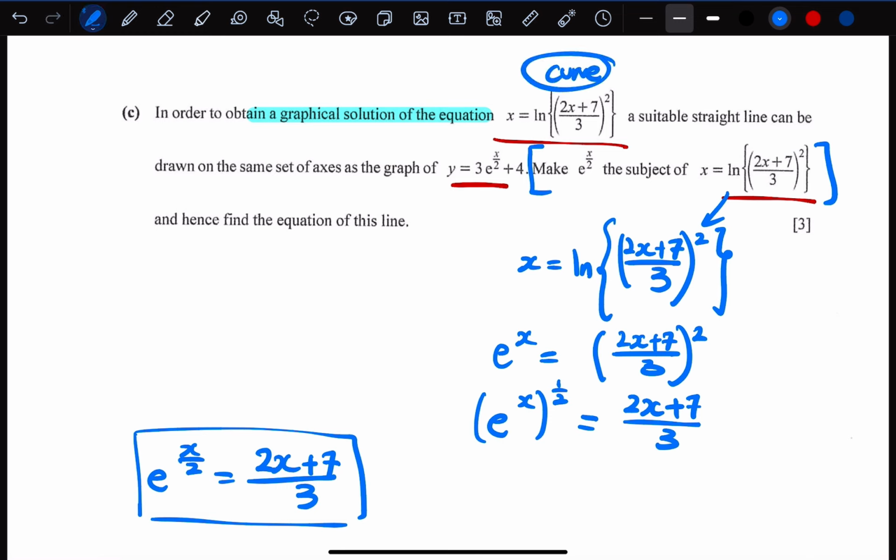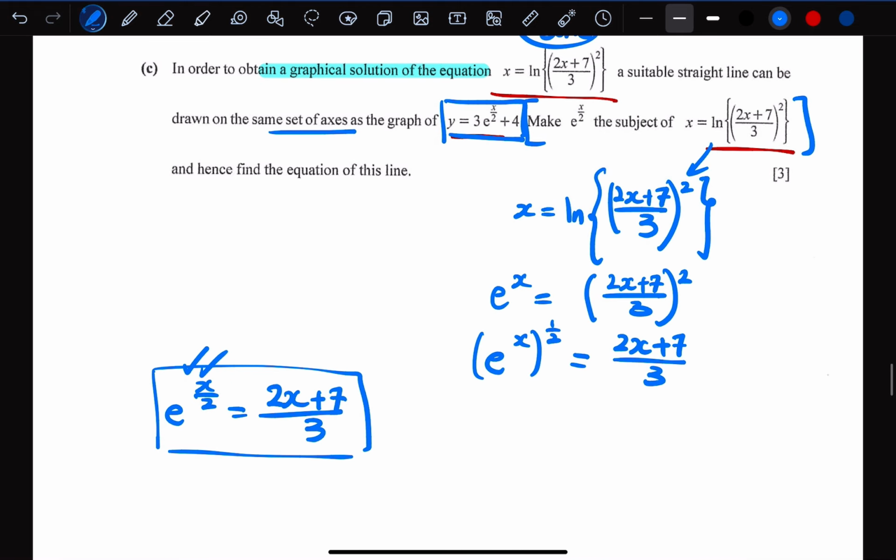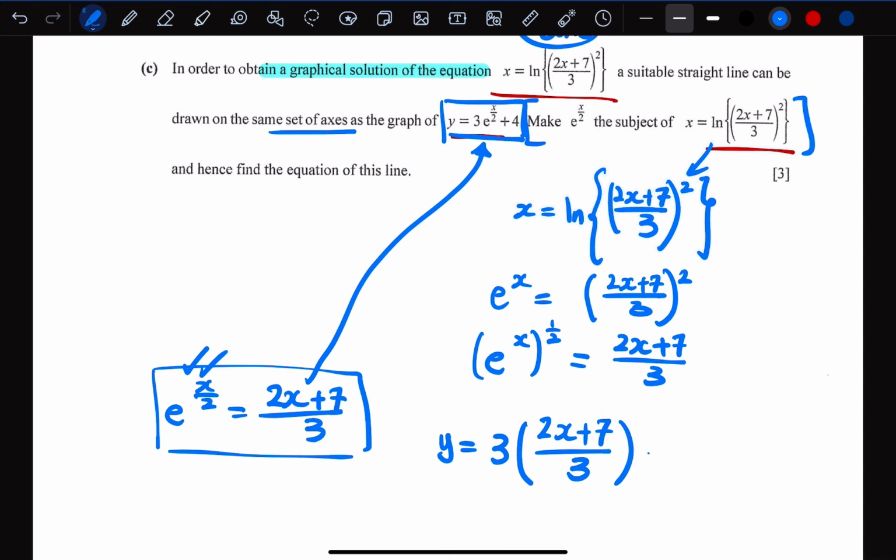we are putting this curve, a suitable straight line can be drawn on the same set of axis as this. This tells you that y equals 3e to the power of x over 2 plus 4. Well, you can see that you have your e to the power of x over 2. So what we're going to do is just substitute this in, because they want it to become a straight line equation or a straight line graph. So we're just going to sub it in. We get y equals 3 times, because this entire thing we just fit it in, 2x plus 7 over 3, plus 4.